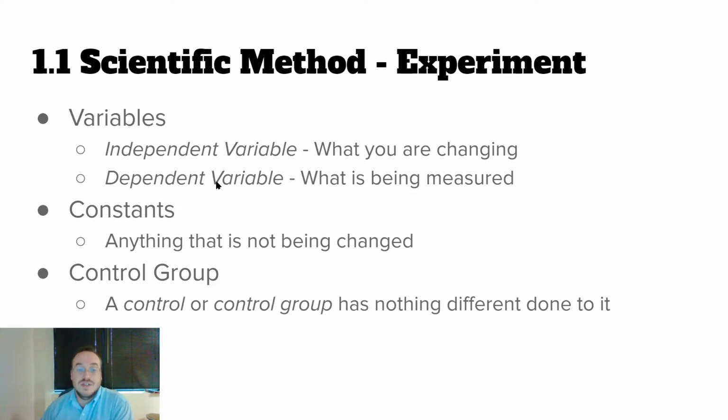An easy way to do that is that the dependent is the thing you have to actually measure, versus what you're changing. Keep these two straight in your head. Learn those vocab words, guys and ladies. So constants are anything that's not being changed, and a control group is a replication, a copy of your experiment, but you're not doing anything. You're not actually changing anything. This could be what's naturally occurring.